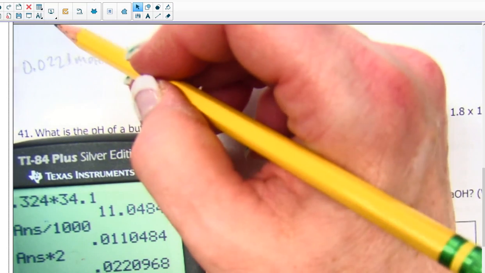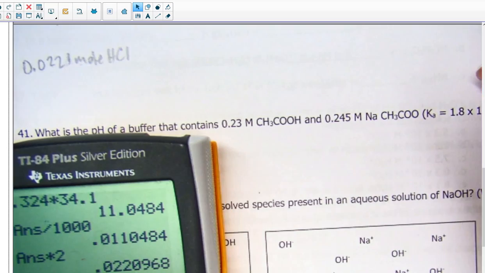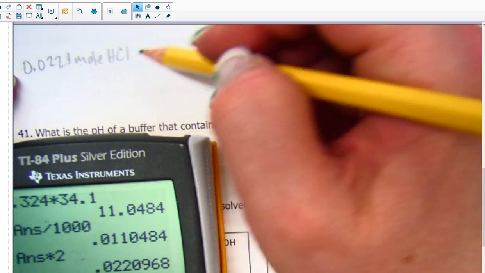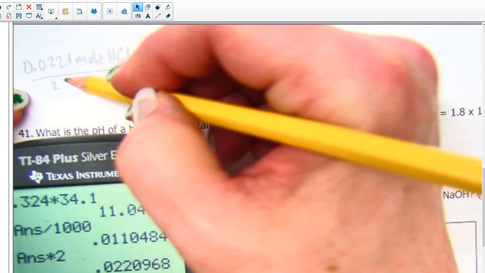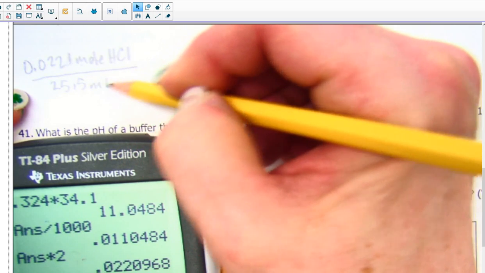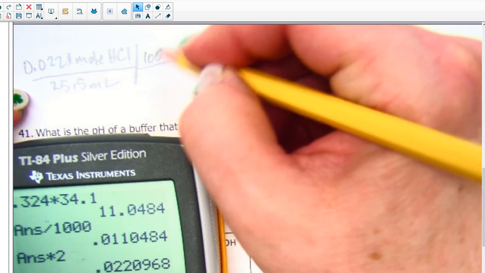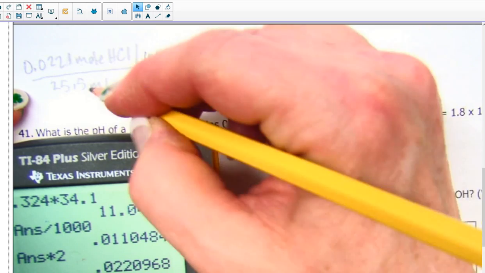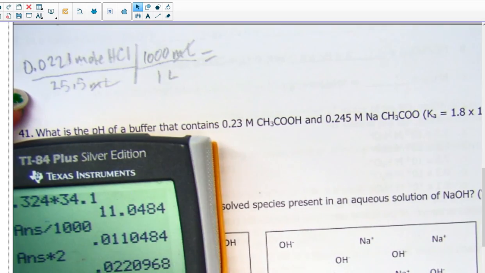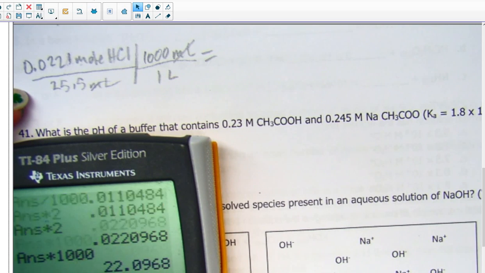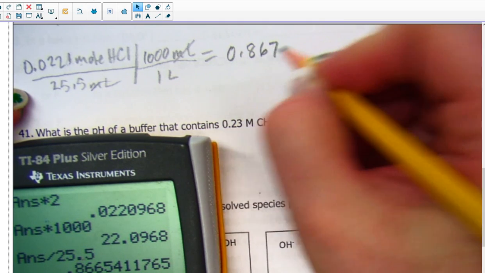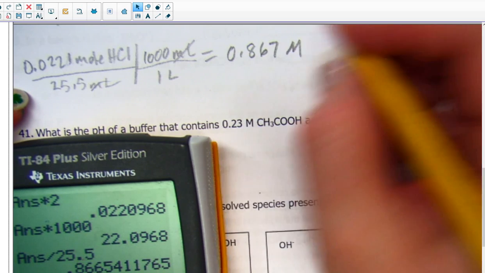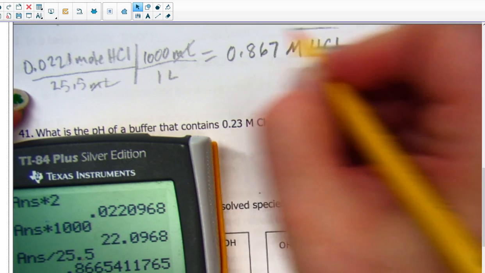And now remember, moles divided by liters is molarity. So to find out the concentration of the solution here, we're going to divide that by our 25.5 milliliters, but we have to change it to liters, so 1,000 milliliters in 1 liter. Liters will go out. So let's times it by the 1,000, and then divide it by 25.5, and we get 0.867 molar of HCl. Done.